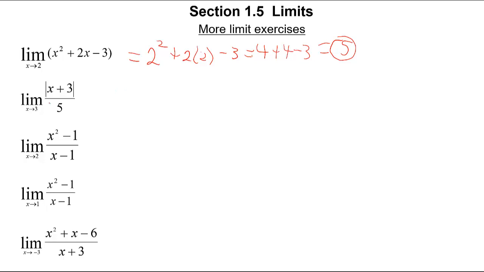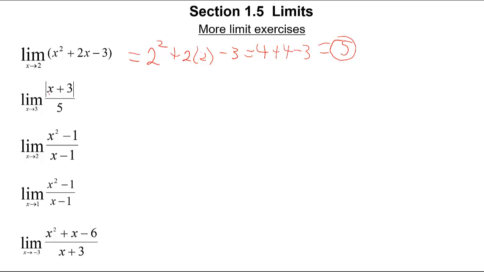Now how about this one? The limit as x approaches 3 of the absolute value of x plus 3, divided by 5. Now, you've got to think about this one a minute. It's not a polynomial, so it's not clear that you can just plug it in. We don't have any rule that says you can. So whenever that happens, and you don't have any other quicker way to do it, the idea is to do left and right hand limits.